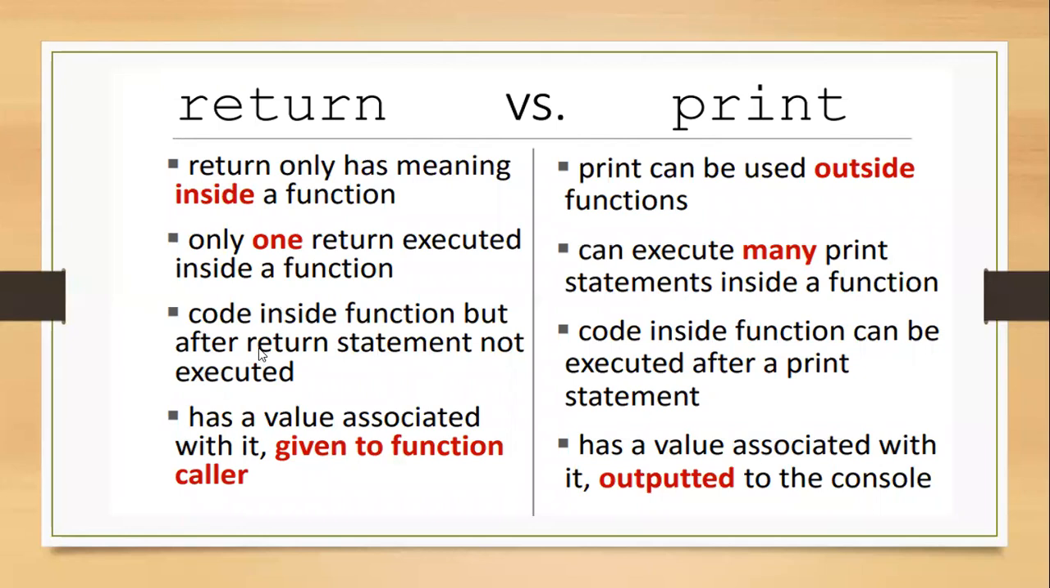Again, we are saying return has a value associated with it, given to the function caller. So every time we are writing our function, we know that we are writing it so that it helps us to do this, this, and this. So later in the program body, when we call that function, it will return the statement that was under return. So that's how return works. It is given to the function caller.